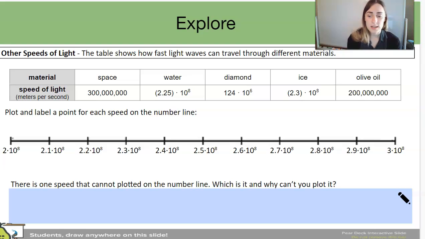And finally, you're going to describe which speed cannot be plotted on the number line, which is it, and why can't you plot it here. So you'll definitely want to spend some time here thinking this through and plotting your numbers. You can pause, and when you're ready to sum everything up, move on with me to the next slide.